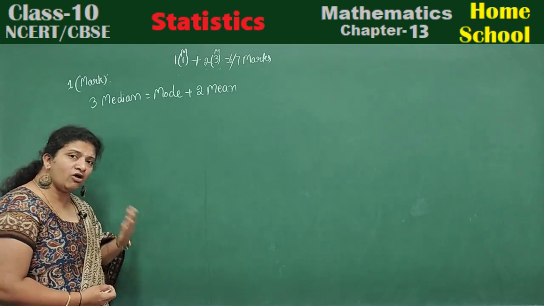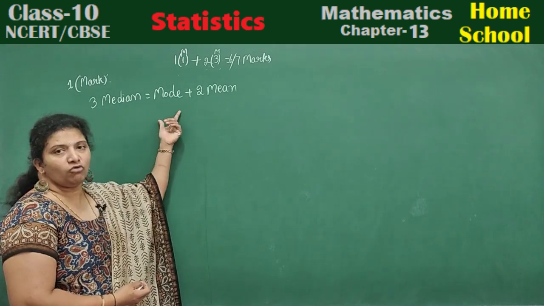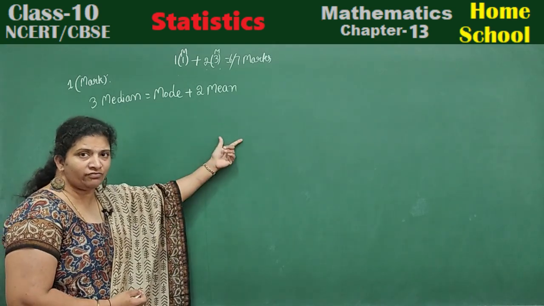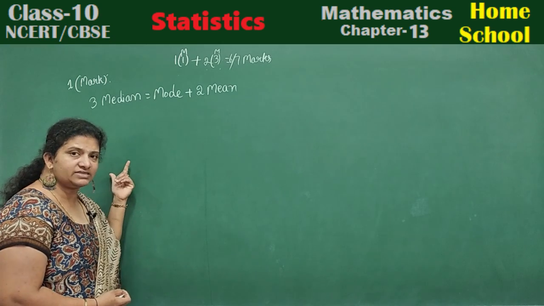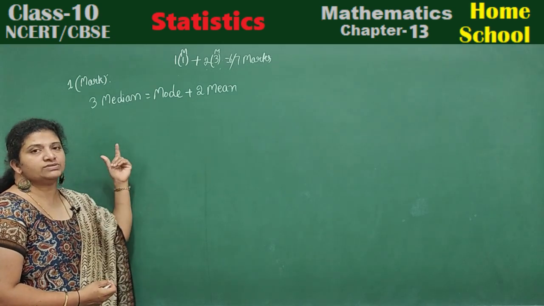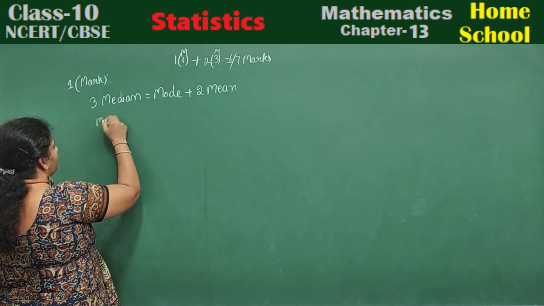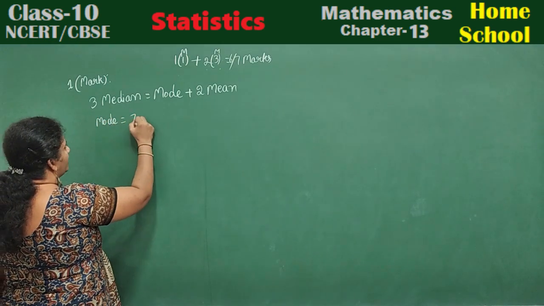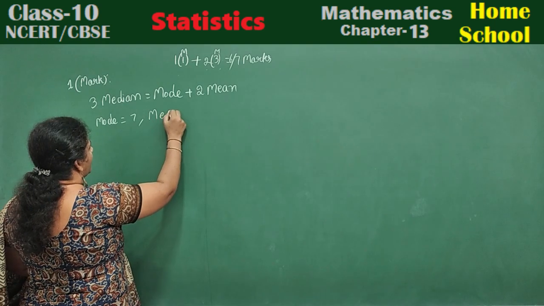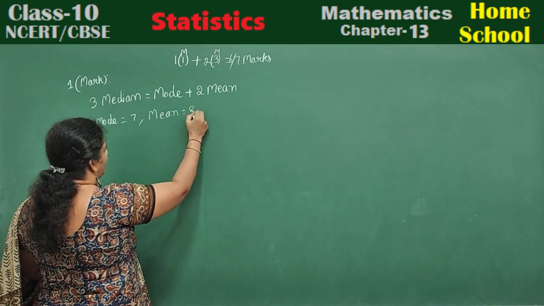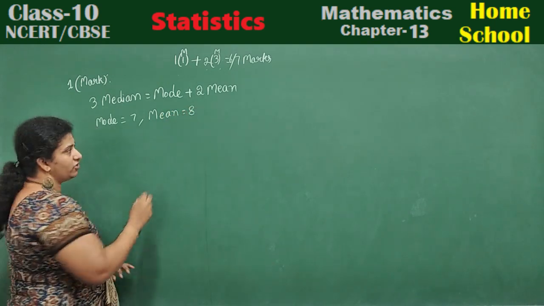Or another way of asking, they will be giving mode value and mean value of a particular data. They will be asking you median. So using this relation, you can find very easily. In one paper, you have mode is equal to 7 and mean is equal to 8. Calculate median is your question.